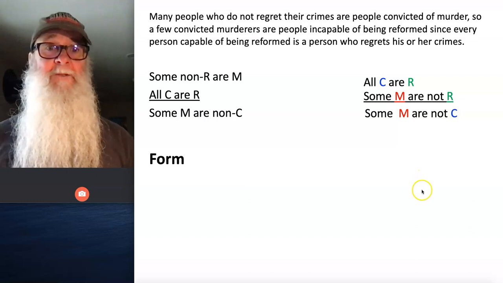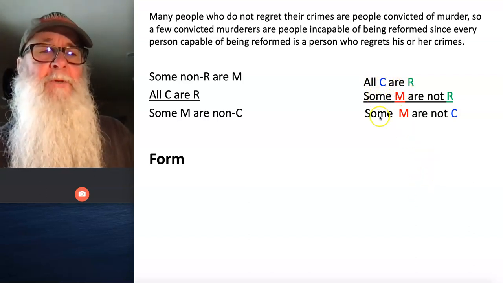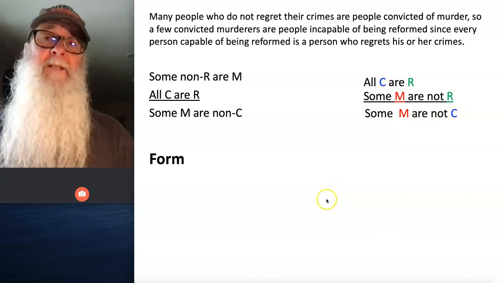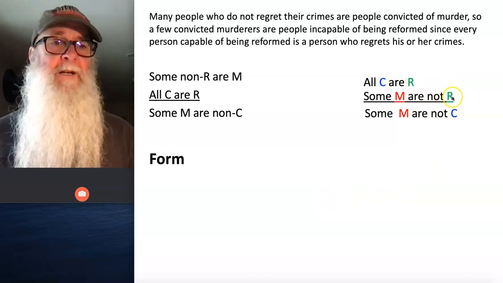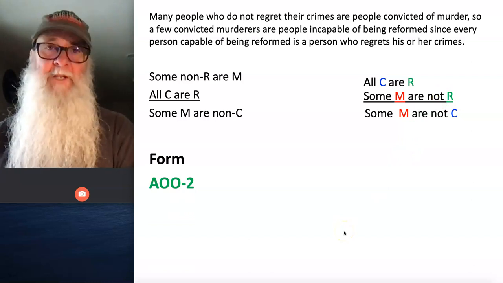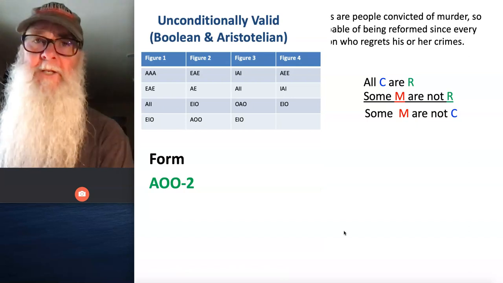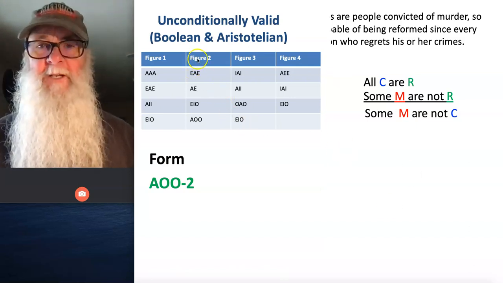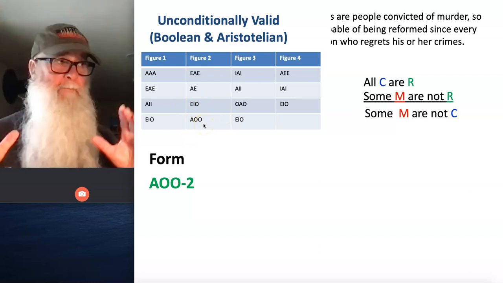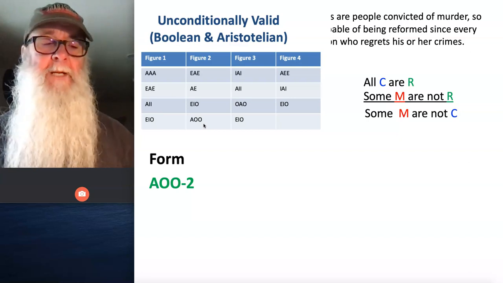And we can ask ourselves, well, what's the form of this argument? We have an A statement, an O statement, and an O statement as our conclusion. So AOO is the mood of this argument, and we can see that our middle term is in the predicate position of both of our premises. That's figure 2. AOO2 is the form of this argument. I can pull up my unconditionally valid inventory, go to figure 2, and looky here, right down at the bottom. So if I've done everything correctly so far, this is an unconditionally valid form of argument.